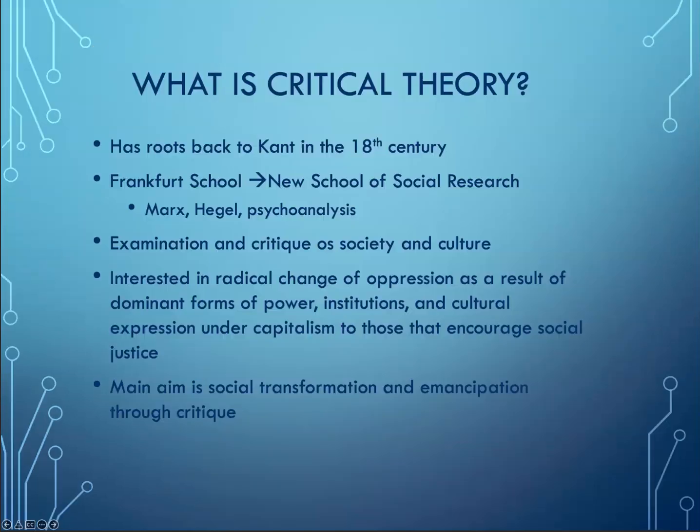And so the critical theorists, who had roots right back to Kant in the 18th century, moved first to England and then to New York, and established the New School for Social Research affiliated with the university there. They used some of Marx's early critical theories, as well as Hegel's and psychoanalysis, Freud, and so on, to rethink how we understood the world and how we can make change in the world so that these terrible things that they had witnessed didn't happen again.